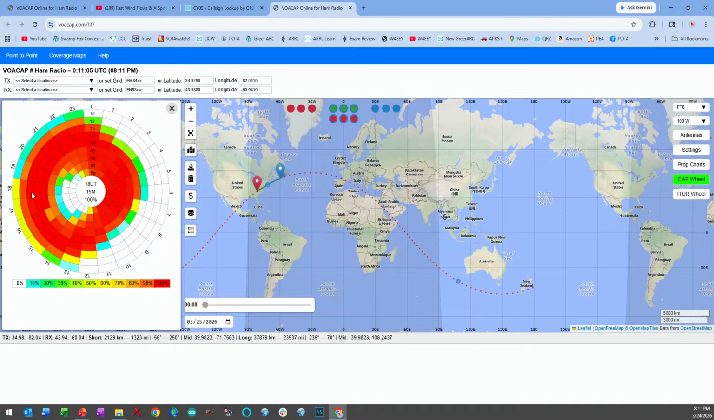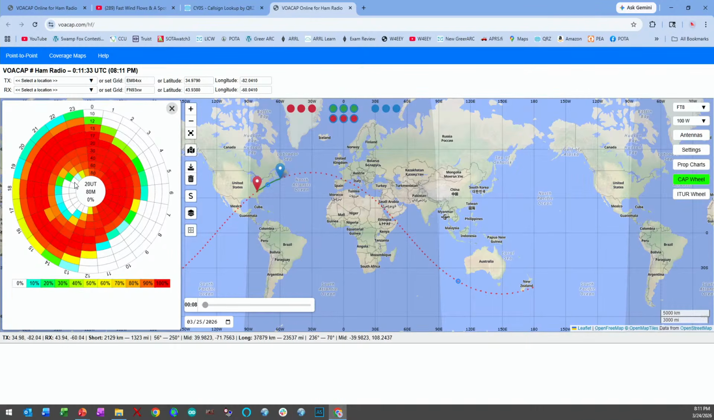But let's come down here, also 3 o'clock in the afternoon. And this is 60 meters. That's white. It says 0%. What about 80 meters? That's 0%. Remember we said that the D layer was highly ionized and was absorbing signals, well, these are bands where we're not going to be talking that time of day.